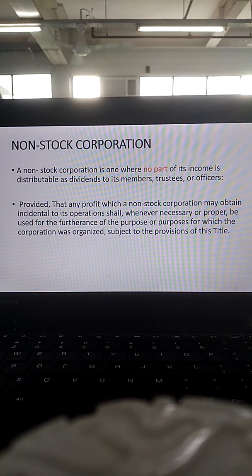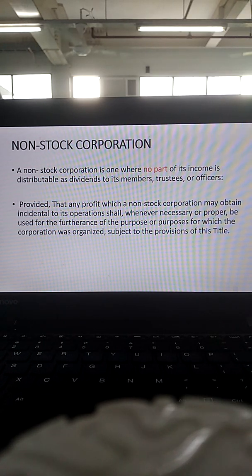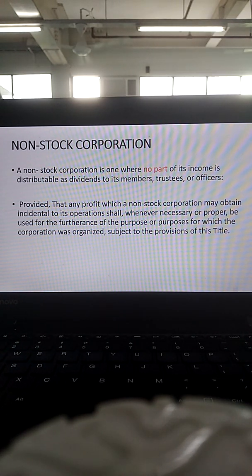Alright, good morning. So last time we ended with the topic of the non-stock corporation. So right now, let's have first a review regarding this topic. Right? So let's start with the definition of the non-stock corporation.